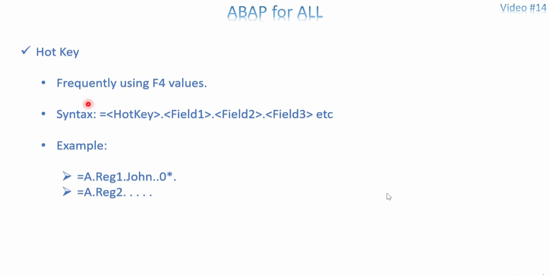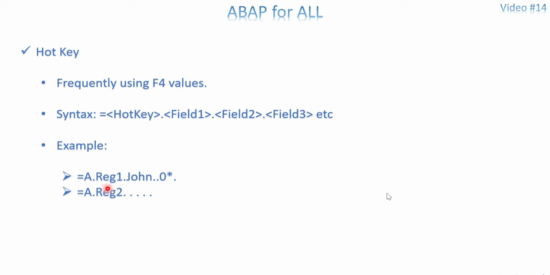Instead of that, you can assign a hotkey for every elementary search help, not for the collective one. Every elementary search help has its own hotkey. You can give whatever you want, a single alphabet, A, B, C, D, 1, 2, 3. Suppose this is an example for the one which I'm going to show you. It is a custom table. It has a region, employee, first name, last name, and then employee ID, maybe in the reverse order in the selection process. The syntax is hotkey dot field 1 dot field 2 dot field 3 and so on, so the fields and hotkey are separated by dots.